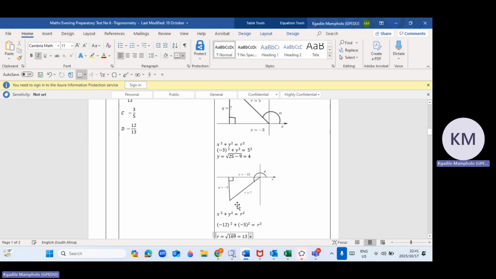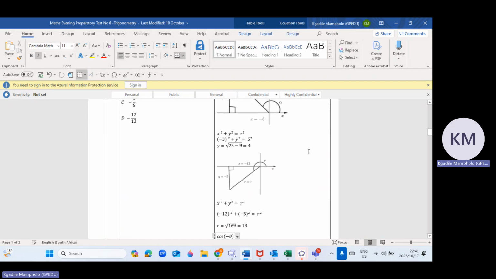And also we look at this one of theta. What we don't know is r. We substitute x is minus 12, y is minus 5 into r squared. Then this will be 169. The square root of 169 is 13.